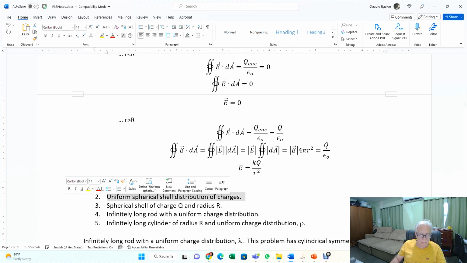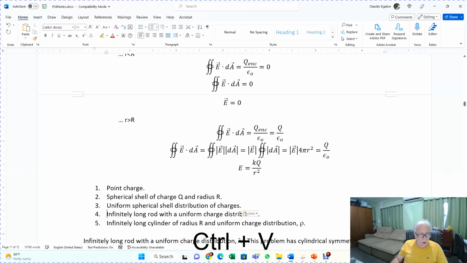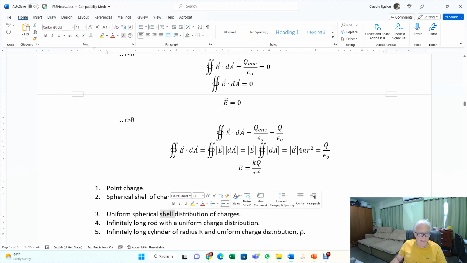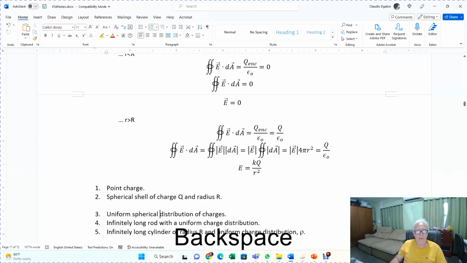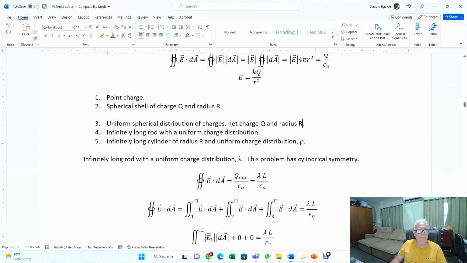Right? Here you go. And we are going to do these other ones that you see right in here. Let's start with the uniform spherical distribution of charges, net charge Q, and radius big R. Okay?